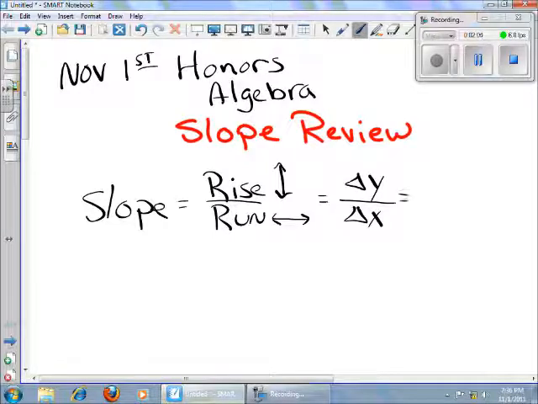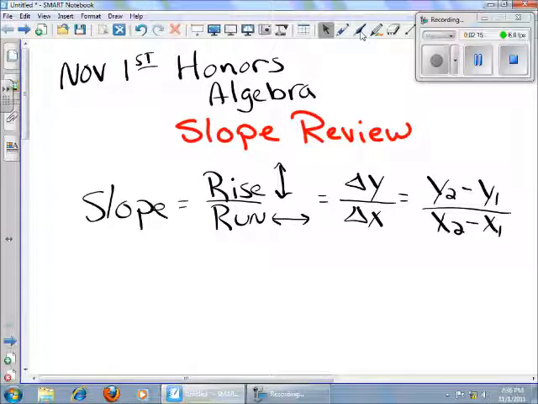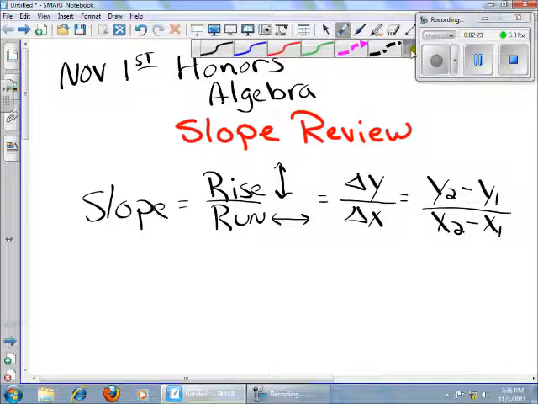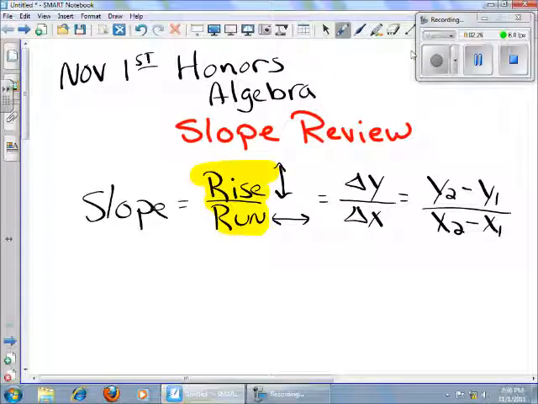The way we find the change is we take y sub 2 minus y sub 1, and we divide that by x sub 2 minus x sub 1. Those are all different ways to say slope. Depending on the type of problem, we have to use the one that's most appropriate. Most of the time we'll be using the rise over the run, and remember, the y's rise to the top. Or we'll be using the quotient of two differences, y sub 2 minus y sub 1 over x sub 2 minus x sub 1. So let's review how to do those problems really quick.